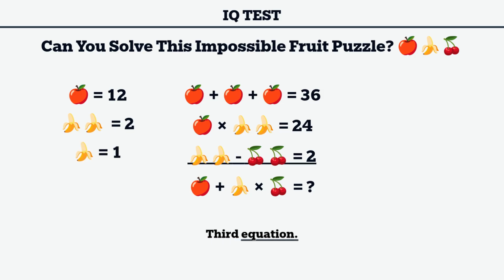Third equation, 2 bananas minus 2 cherries equals 2. 2 bananas is 2, so 2 minus 2 cherries equals 2. That means 2 cherries is 0, so 1 cherry is 0.